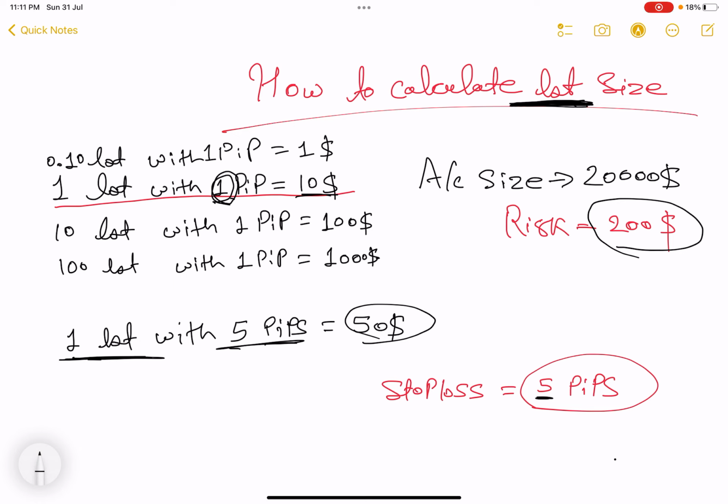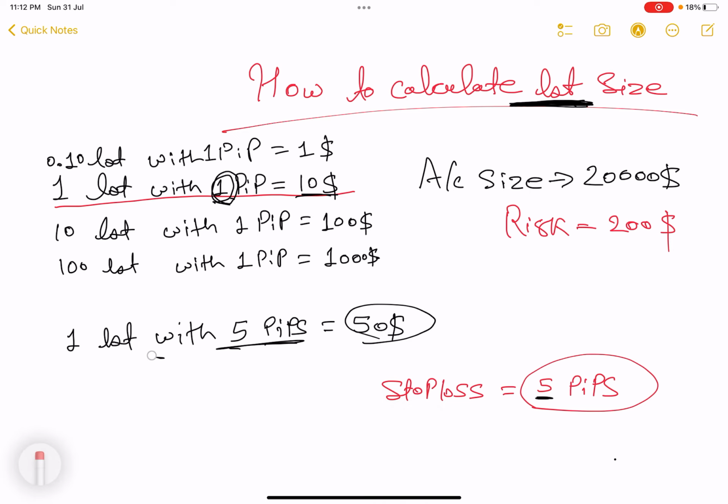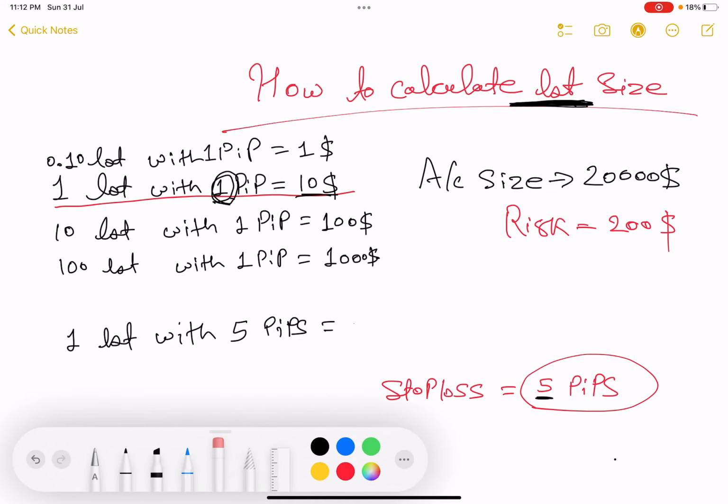Okay, so now what will I do? I will not change anything here. If there is a need of any change, we will change the lot size. Let's just remove everything here. So right now I can see one lot with 5 pips equals $50.